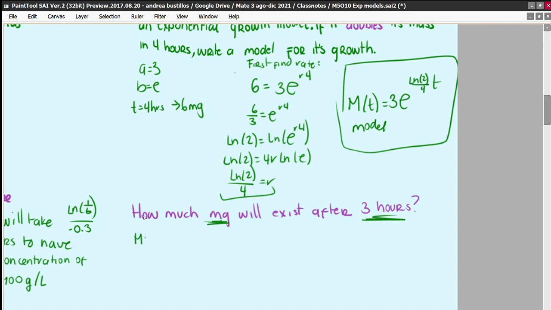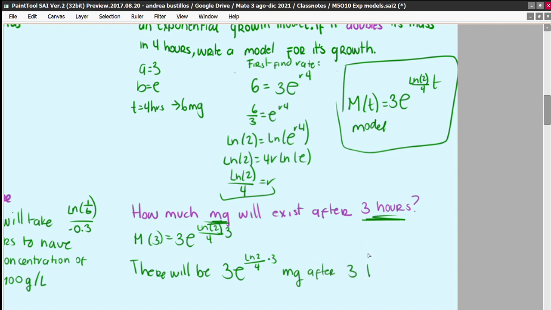So my model evaluated in 3 is 3e to the power of ln 2 over 4 times 3. That cannot be any further simplified. So my answer is, there will be 3e to the power of ln of 2 over 4 times 3 milligrams after 3 hours. And that is my answer.